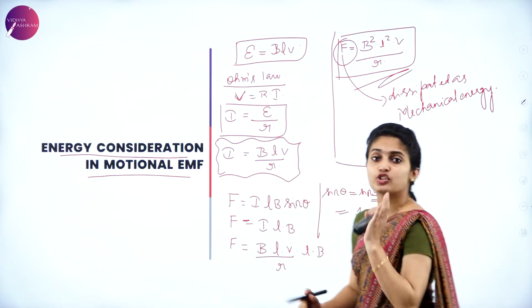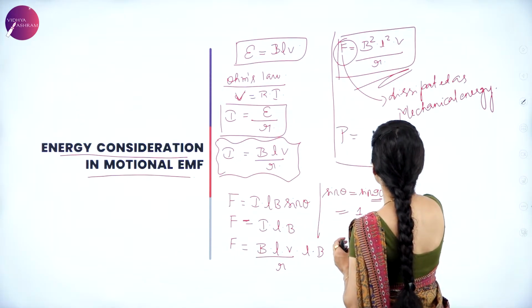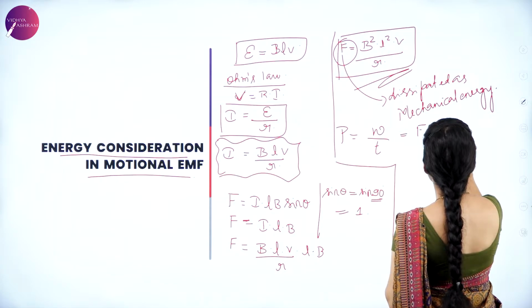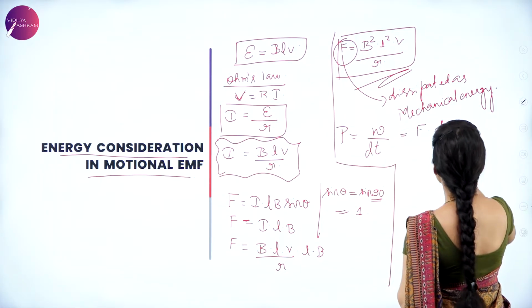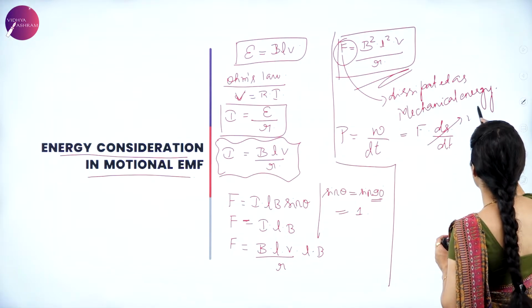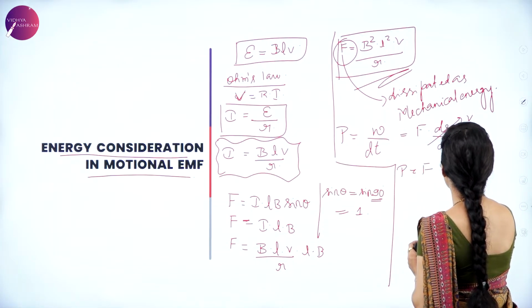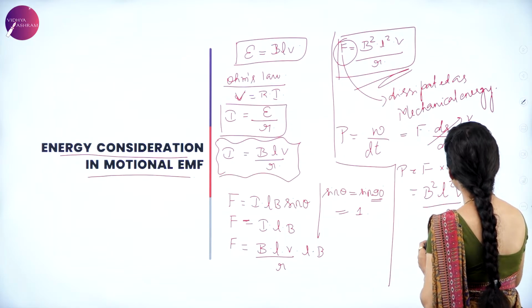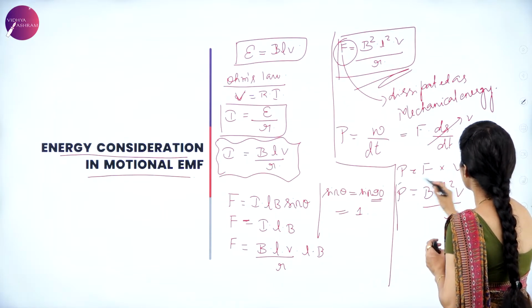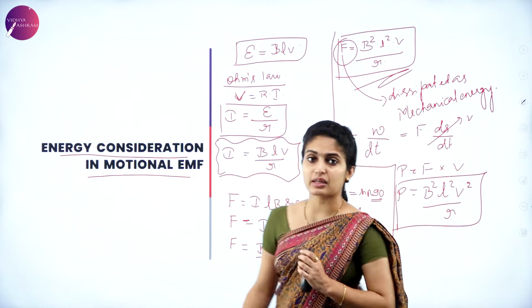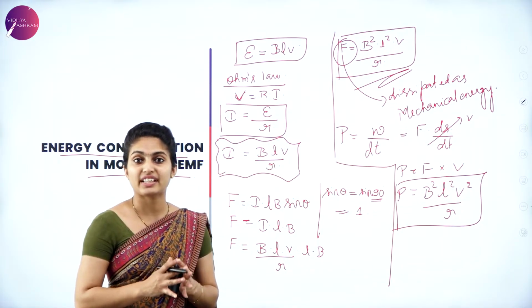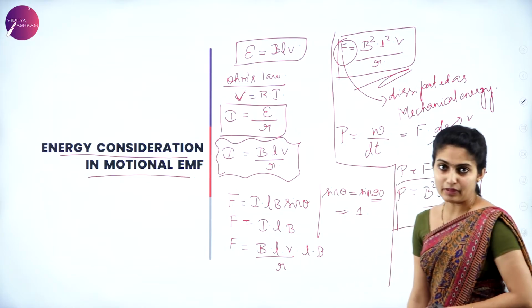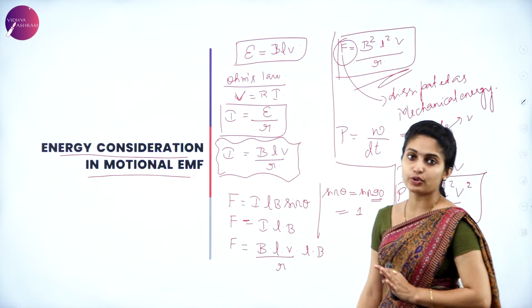So we need to work out the power acting against this force so the conductor can be moved properly. For that we know that P is equal to work done with respect to time. Work done is force into displacement, and displacement with respect to time is nothing but the velocity. So P is equal to F into V. F is B square L square V divided by R, and V into V is V square. So the power used to act against the force is B square L square V square divided by R. This is the energy we are considering in the case of motional EMF. I hope this equation is very clear for you.